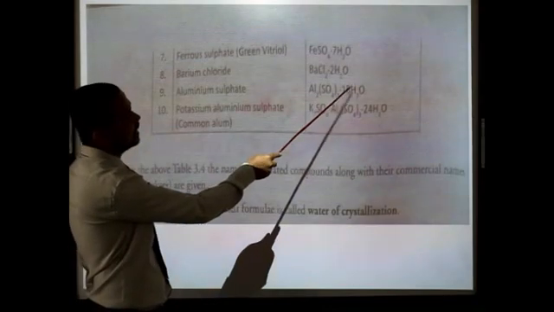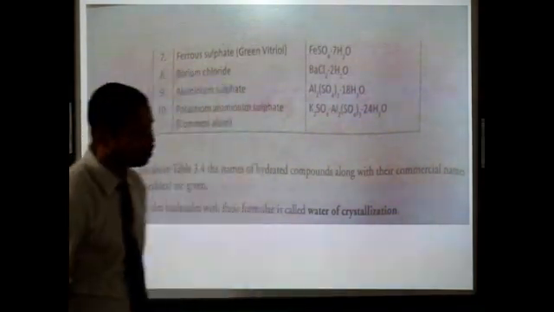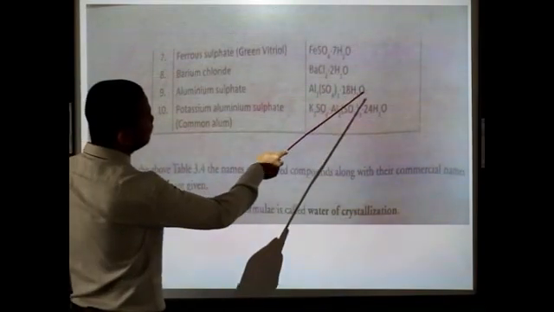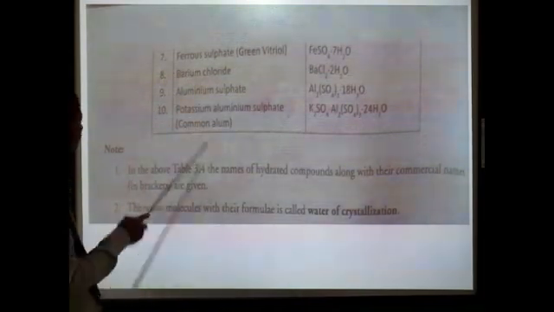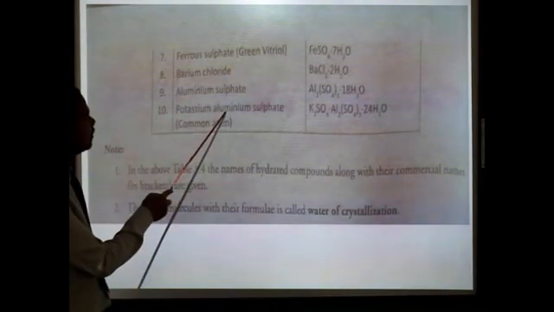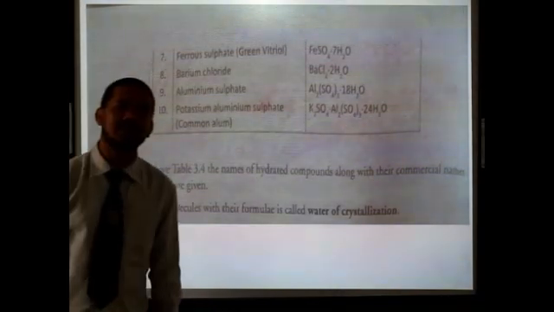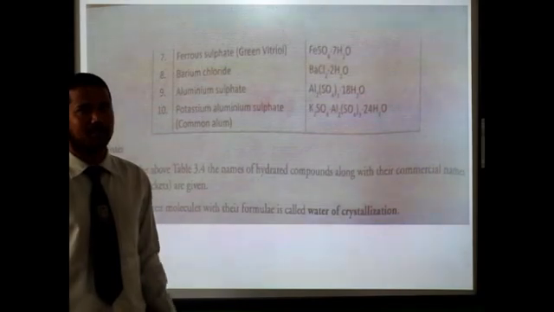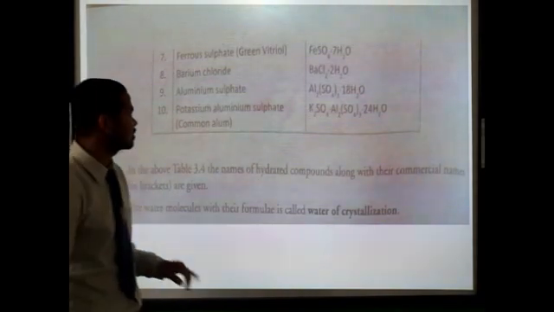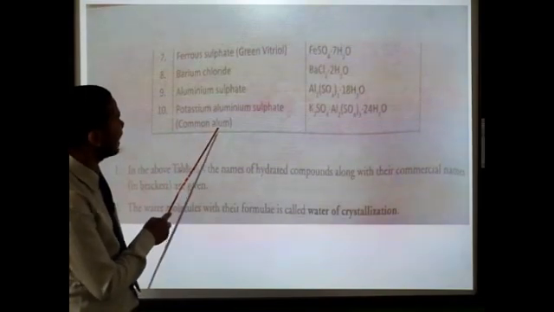Then aluminium sulfate, Al2(SO4)3.18H2O. So it has 18 molecules of water in one molecule of aluminium sulfate. Then this is potassium aluminium sulfate. This is also called Fitcari or alum. We are very much familiar with it. Fitcari or alum. So common alum.